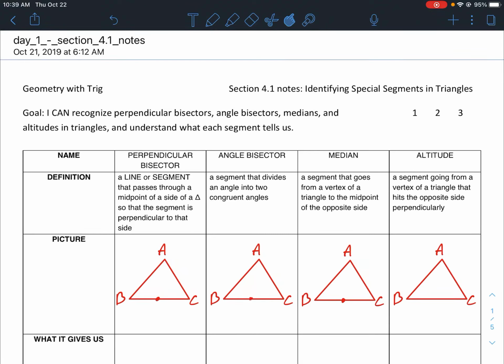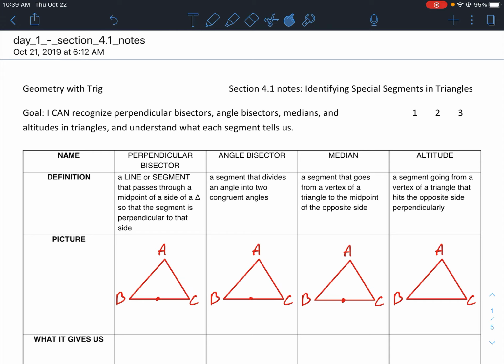Starting chapter 4 today. Chapter 4 is just a continuation of more talking about triangles. 4.1 and 4.2 kind of go together. Start 4.1, we're going to talk about identifying special segments in triangles. So there are 4 special segments we're going to talk about today. We should already know one of them, but then 3 more new ones that we'll talk about as well.